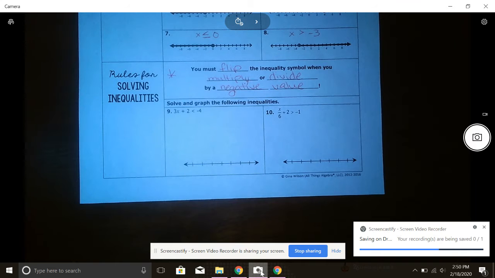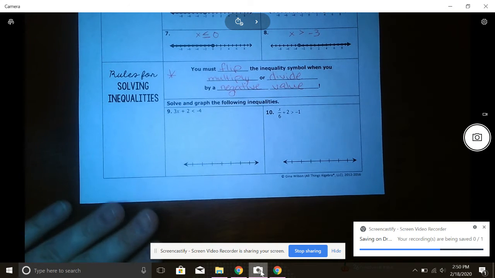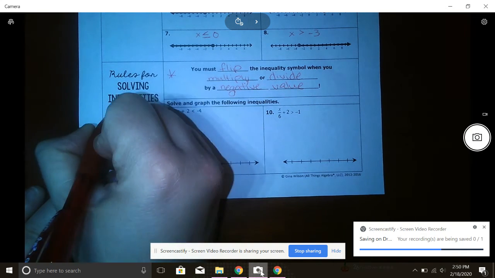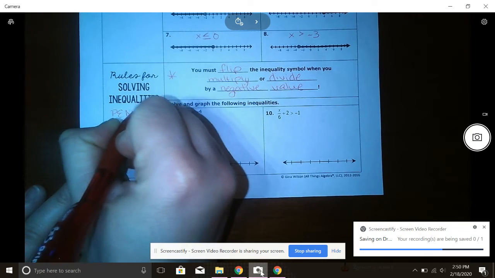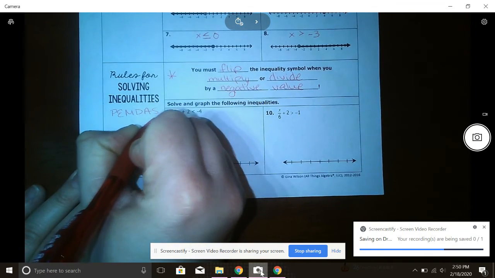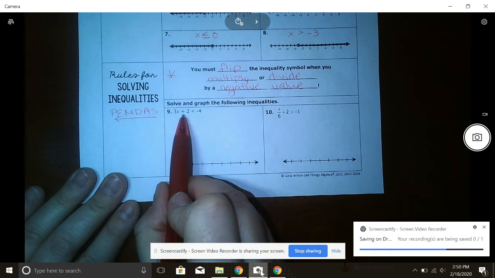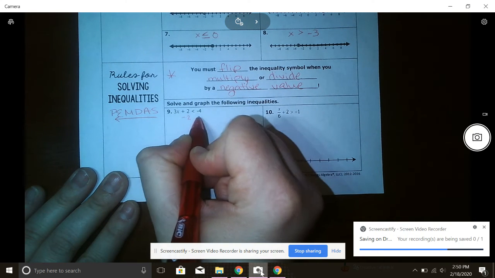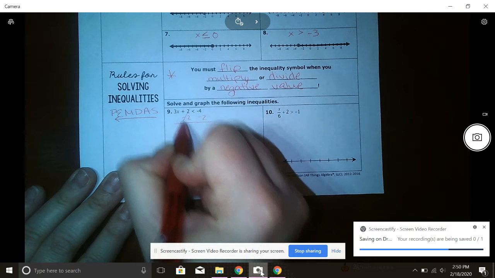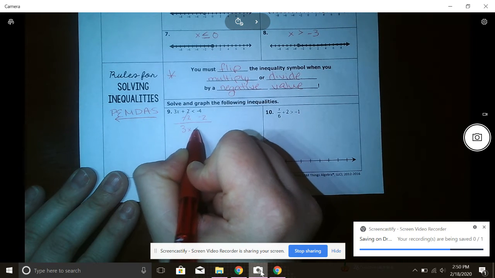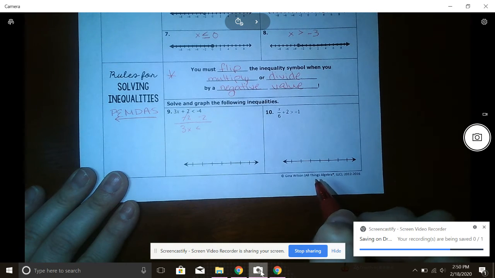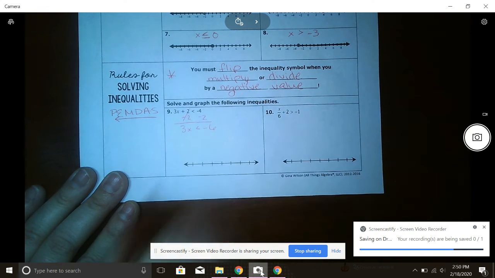Okay, let's try number 9 as our first example. I'm going to follow all the rules I followed when solving equations. I'm writing out PEMDAS here, and I know I'm going to work backwards. So step 1 here is to get rid of this addition of 2. I'm going to subtract 2. Subtracting is not a reason to flip the inequality sign, so it remains a less than. Negative 4 take away 2 is negative 6.